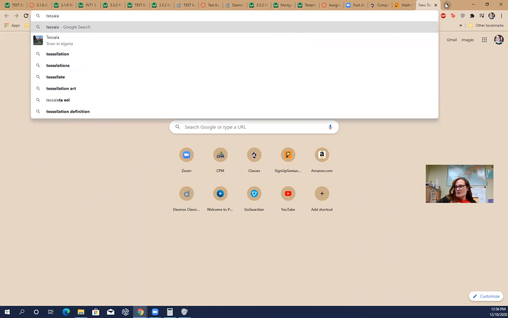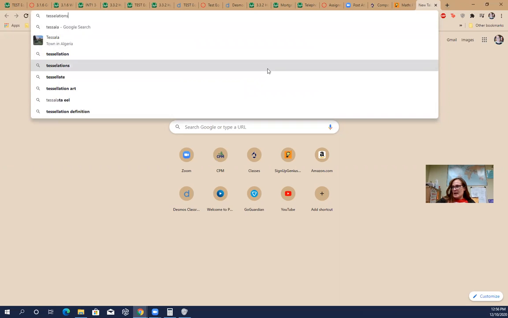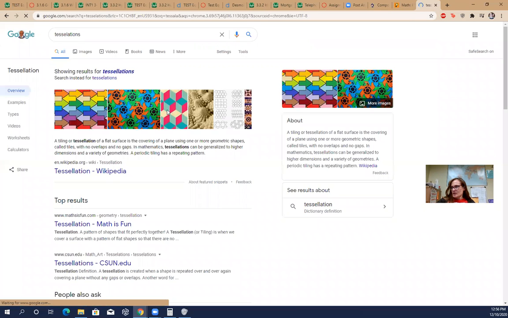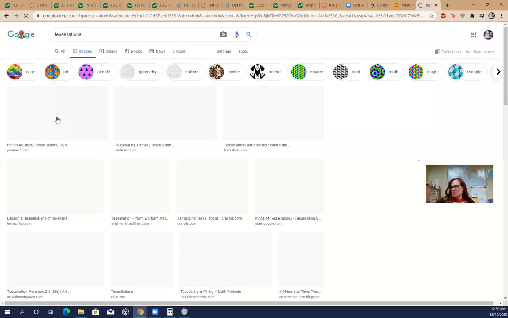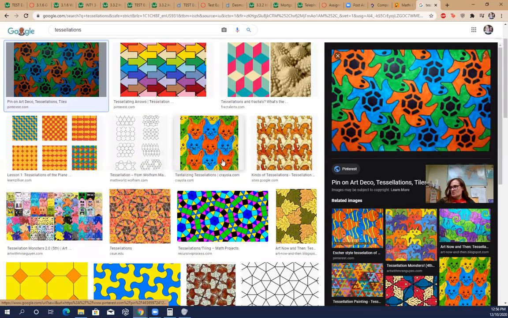A tessellation is a pattern like this, that as you move it, it'll be back on top of itself. So this is a tessellation. These are all examples of tessellations.